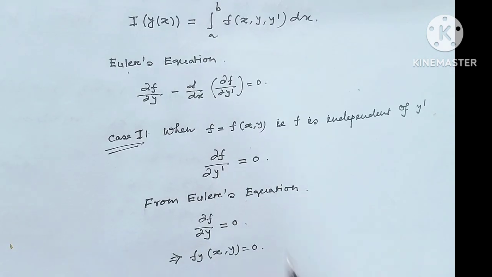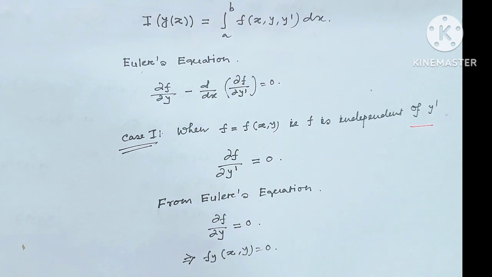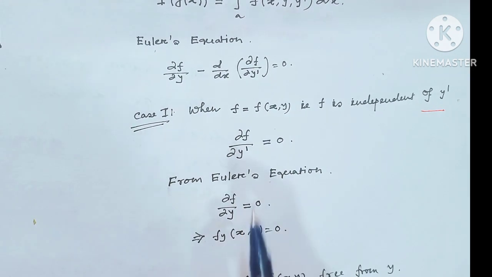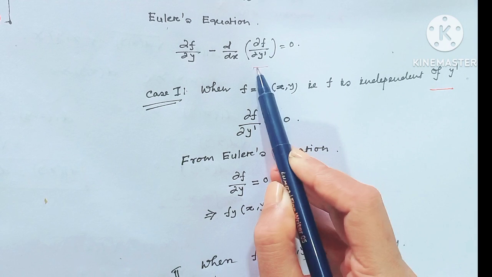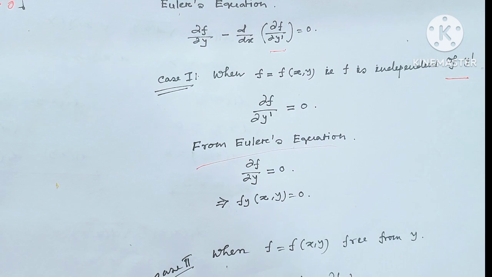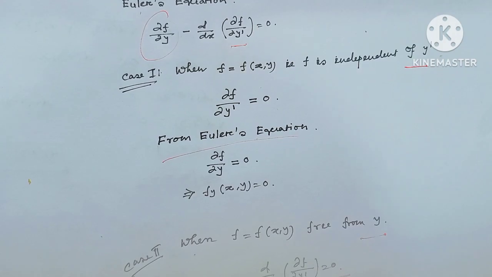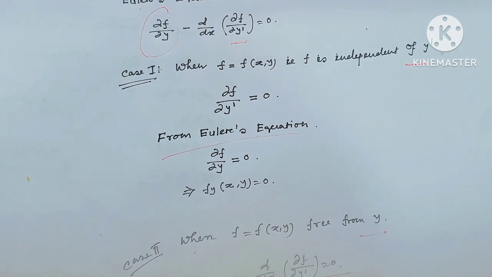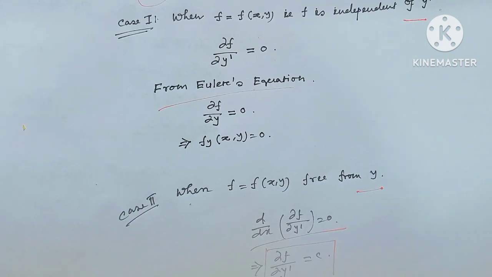Case 1: when f of x, y is independent of y prime. That obviously implies del f del y prime equals 0. And since del f del y prime equals 0, from the Euler equation we can write del f del y equals 0. And since del f del y equals 0, that means f with respect to y at the point x, y equals 0.